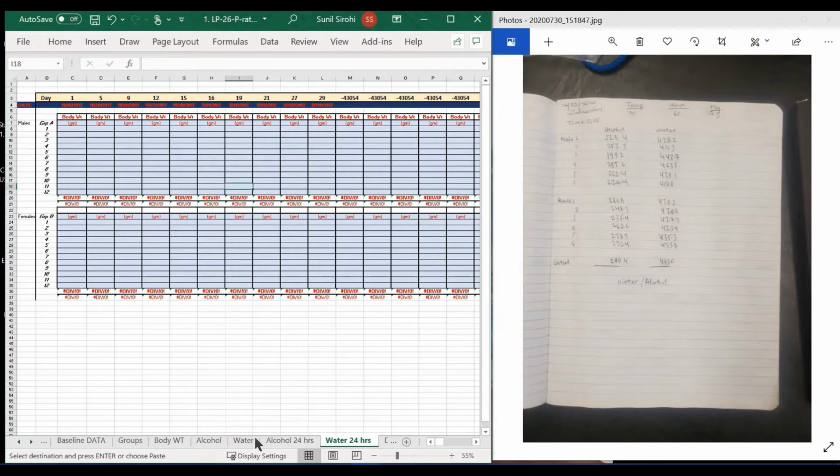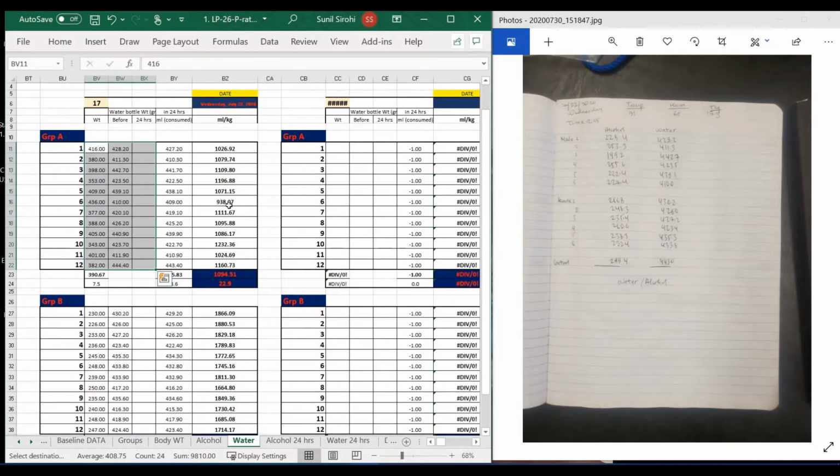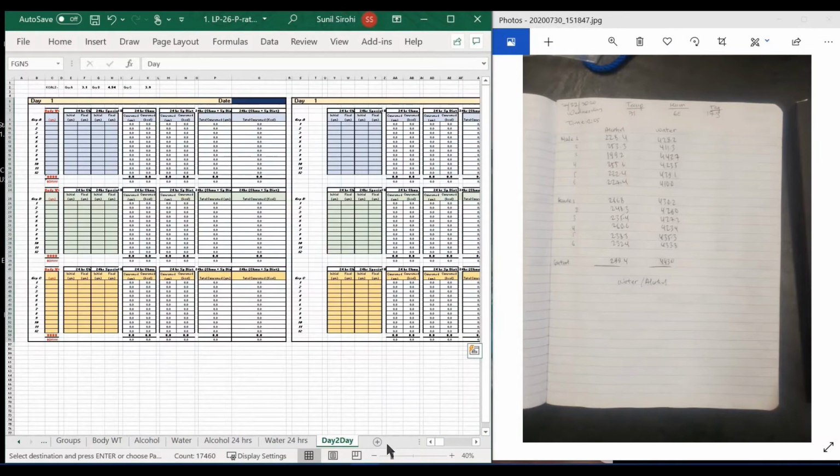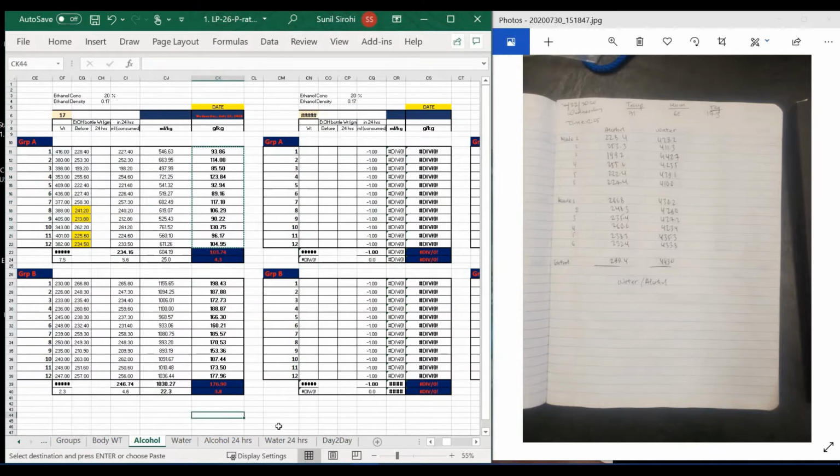Then we have water 24-hour, same thing, you just copy paste this ml per kg the same way we did here in 24-hour, okay? And this is day-to-day. Don't worry about it right now because we don't have day-to-day right now. We only care about alcohol drinking at this moment for this experiment. So let me just show you how to enter alcohol drinking data for this particular day.